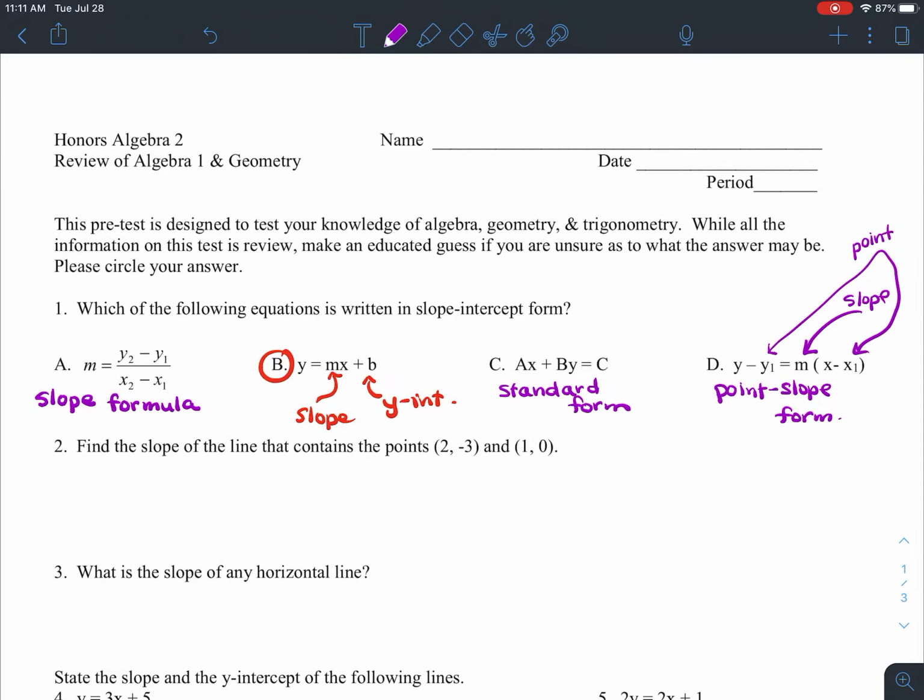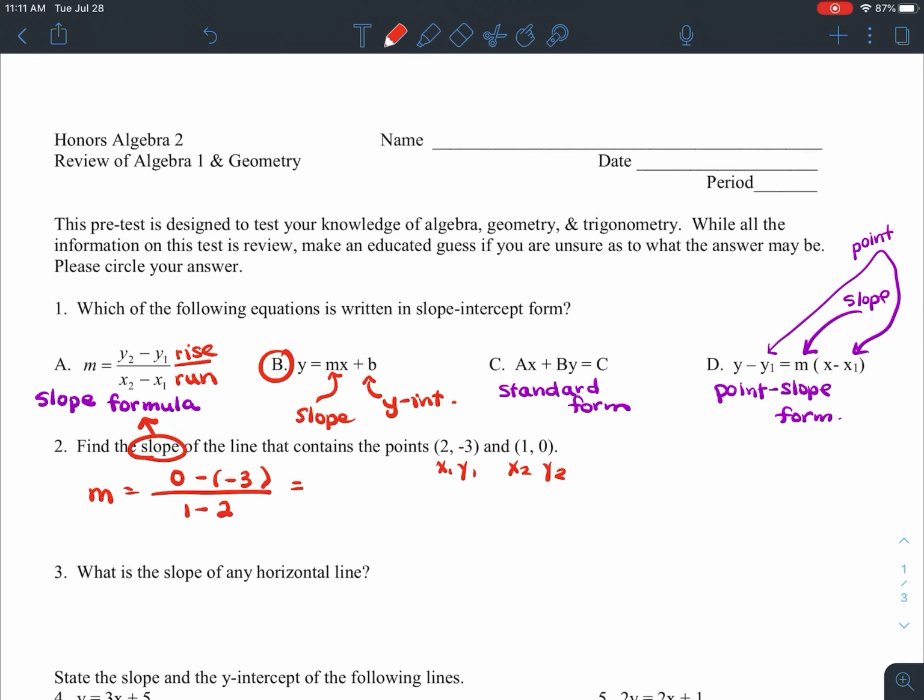Okay, number 2 says find the slope of the line that contains the points (2, -3) and (1, 0). This is asking you for the slope. That is where you would use the slope formula. Slope formula is always rise over run, so you should always take your y coordinates and subtract those in the numerator. I will tell you technically the order that you subtract those in the numerator does not matter.